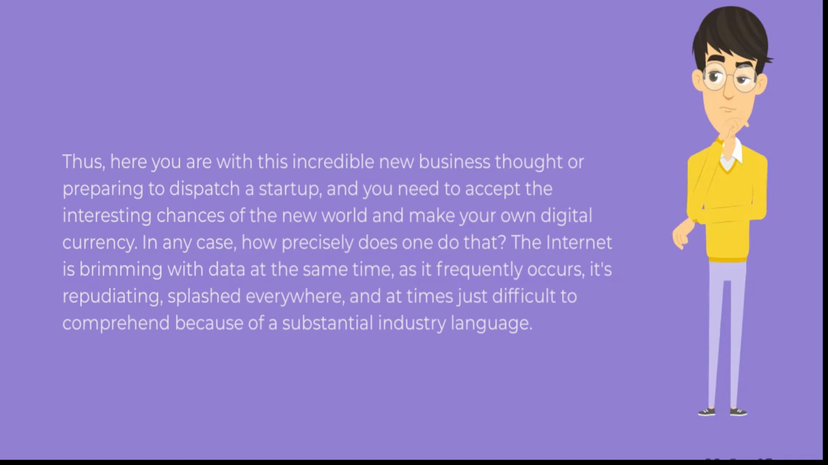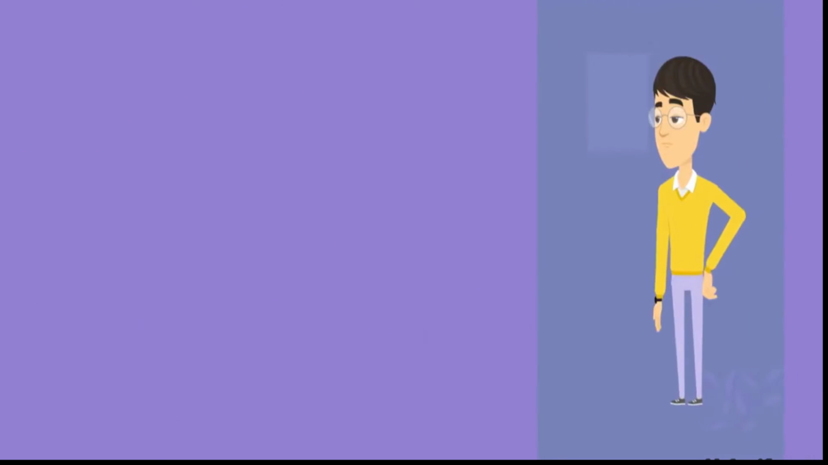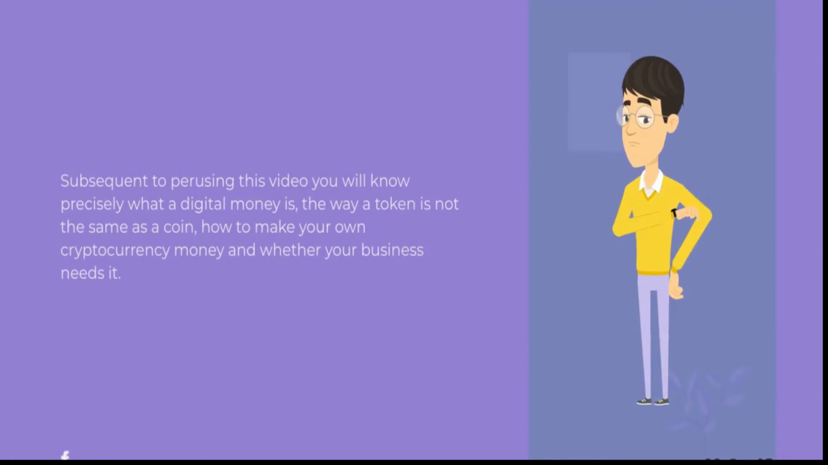The internet is brimming with data but, as it frequently occurs, it's contradicting, splashed everywhere, and at times just difficult to comprehend because of a substantial industry language. After watching this video, you will know precisely what a digital currency is, how a token is not the same as a coin, how to make your own cryptocurrency, and whether your business needs it.